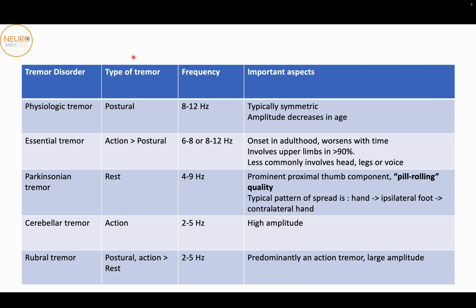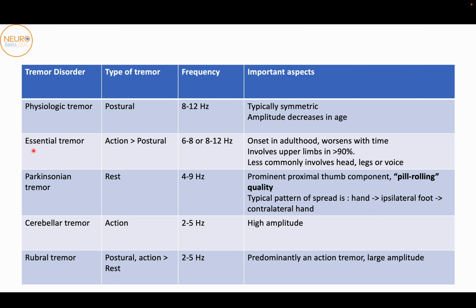Now, there are a lot of tremor disorders, but there are 5 important ones that we should remember. That is, as we discussed, physiologic tremors are particularly postural tremors. They occur at a slightly higher frequency of 8 to 12 hertz. They're usually going to be symmetric, and an important thing to remember about them is that they decrease with age.